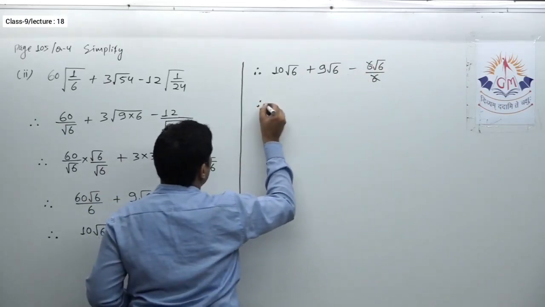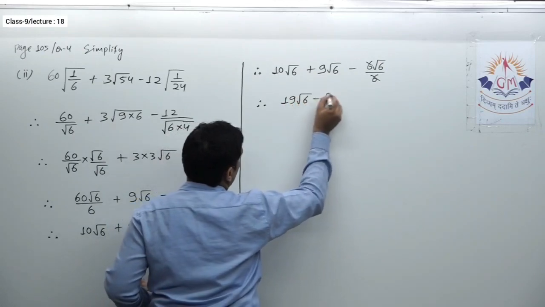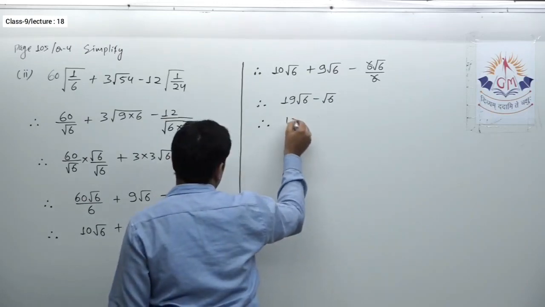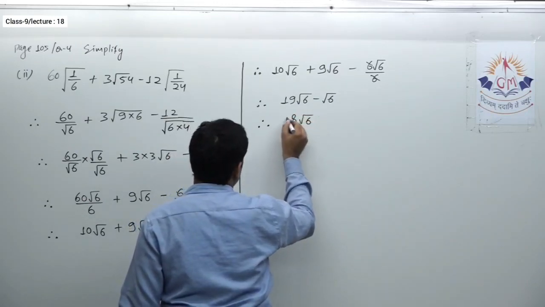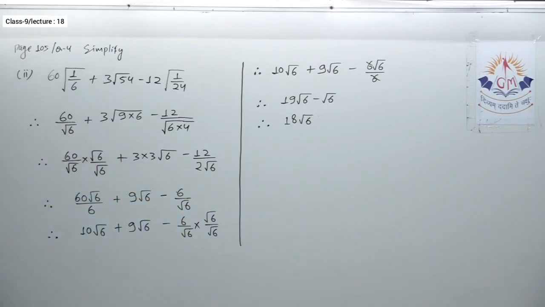So here I do get this 10 plus 9, 19 root 6 minus root 6. So my final answer is 18 root 6. Okay, so please note it down, then we'll come to the next question.